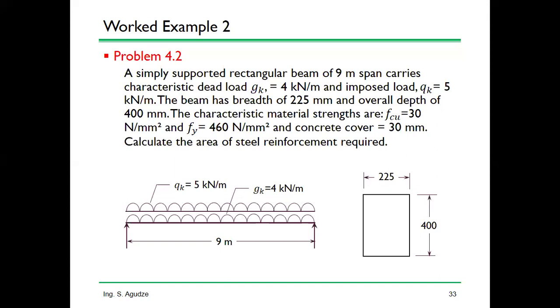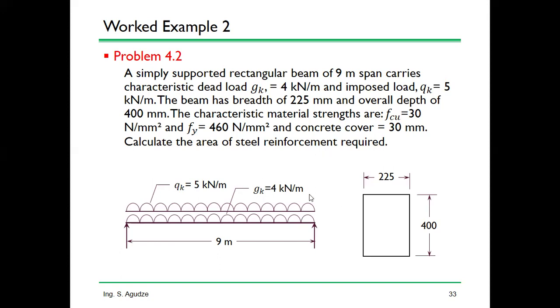Now, a simply supported rectangular beam of 9 meters span carries characteristic dead load of 4 kilonewton per meter and imposed load of 5 kilonewton per meter. The beam has breadth of 225 and overall depth of 400 mm. The characteristic material strengths are fcu 30 and fy 460, and concrete cover is 30. You have to calculate the area of steel reinforcement required.